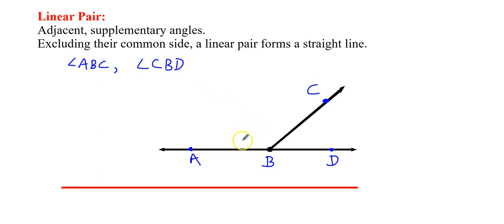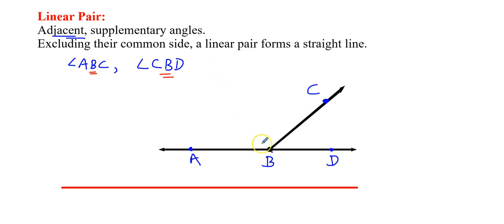and they're fulfilling the condition to be called as adjacent angles because B is the common end point. That B, we are finding it here in the middle. B is the common end point and BC is the common side. So those two are adjacent angles. Angle ABC and angle CBD are adjacent angles.